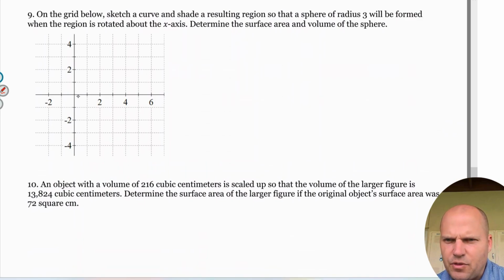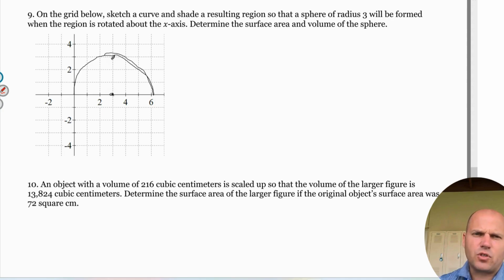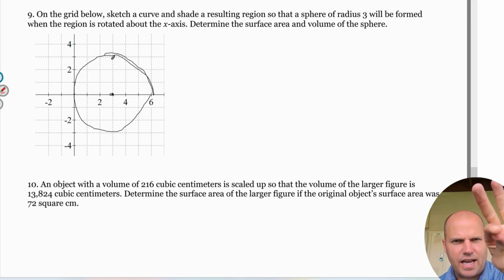Cool. If I take something with a radius of 3, 1, 2, 3, here you go. Here is a half circle. You can take a full circle, honestly. Doesn't matter. But the idea is to understand that a half circle spun creates a sphere. If I spin it around the x-axis, sphere.